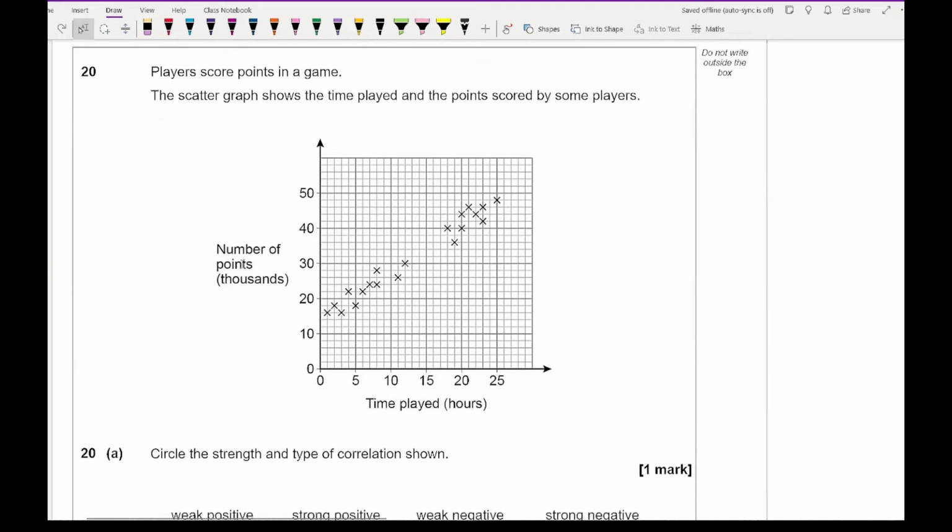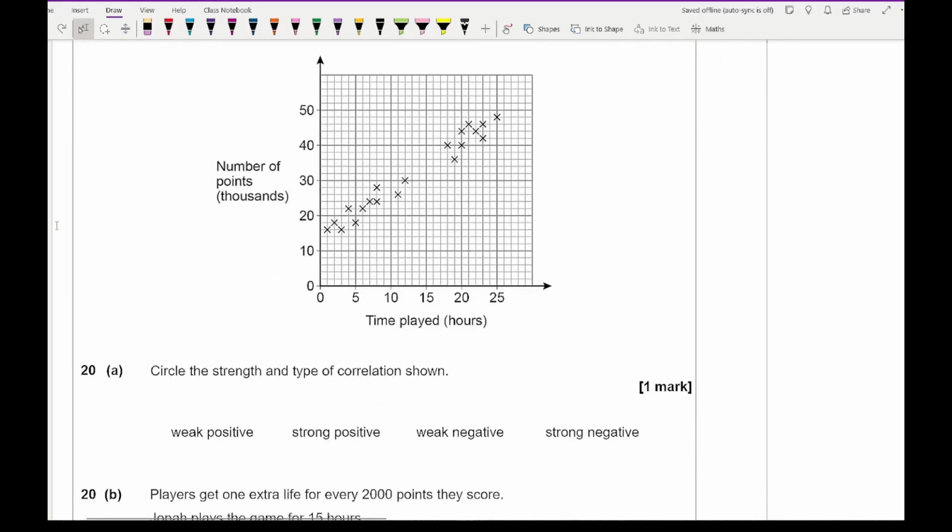Moving on to question 20, it says players score points in a game. The scatter graph shows the time played and the points scored by some players. For 20A, it says circle the strength of the type of correlation shown. Now, as you can see, the points are going in an upwards trajectory, going from left to right. If I was to draw a line of best fit, it's going to be very close to the points. So we're going to say that it is strong positive.